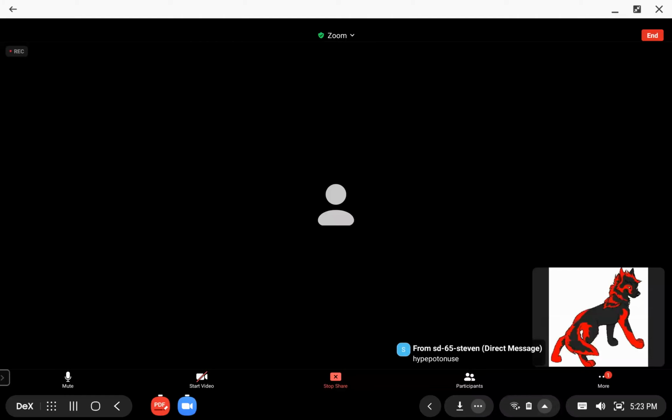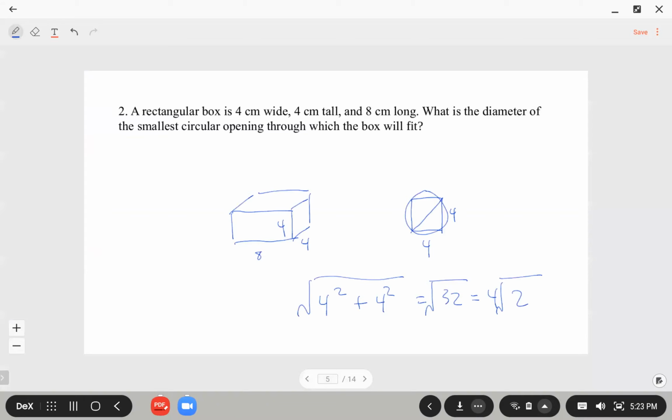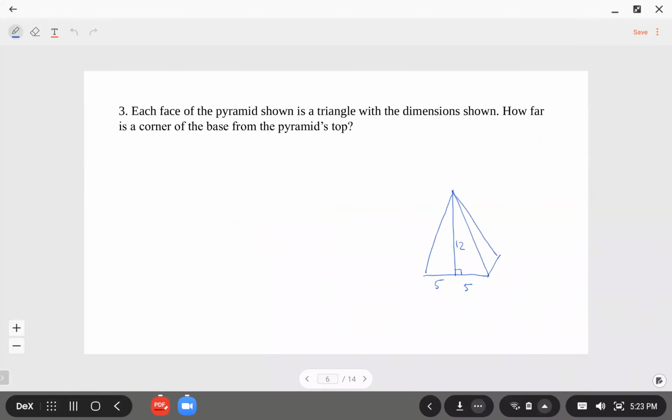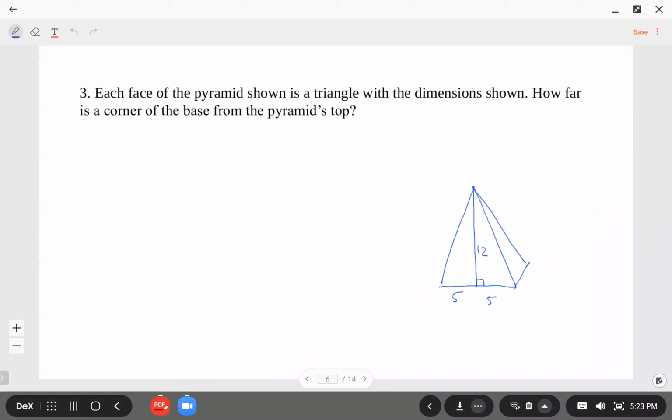Let's continue. So number 3, each face of, actually I'm not gonna read this. It's gonna make my throat hurt anymore. Okay, please do this one.